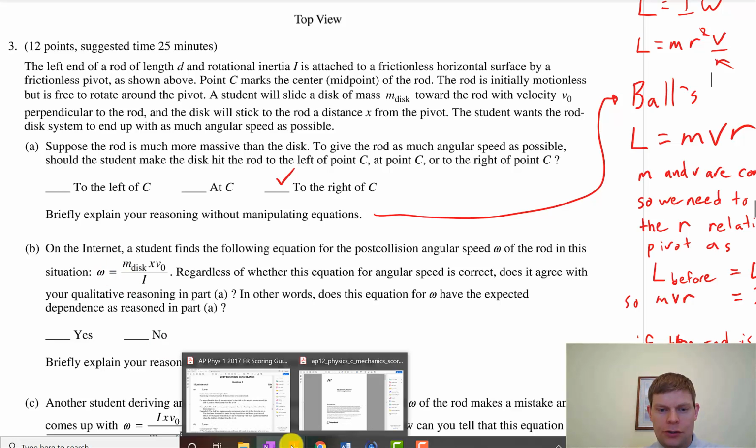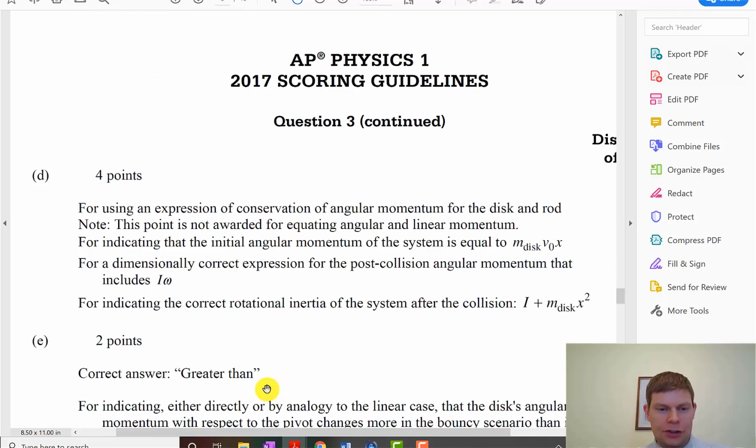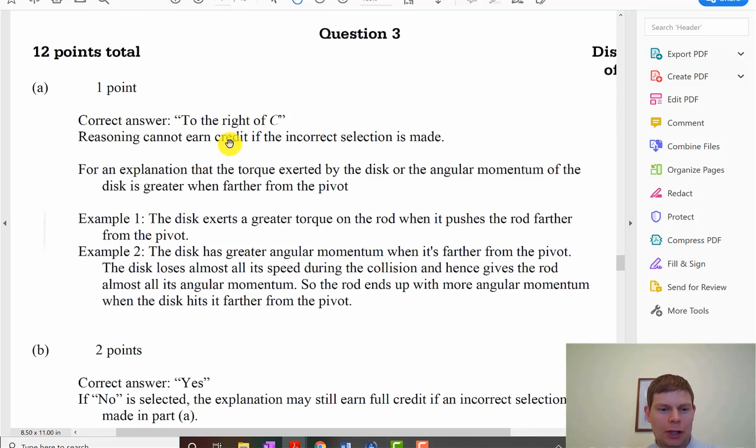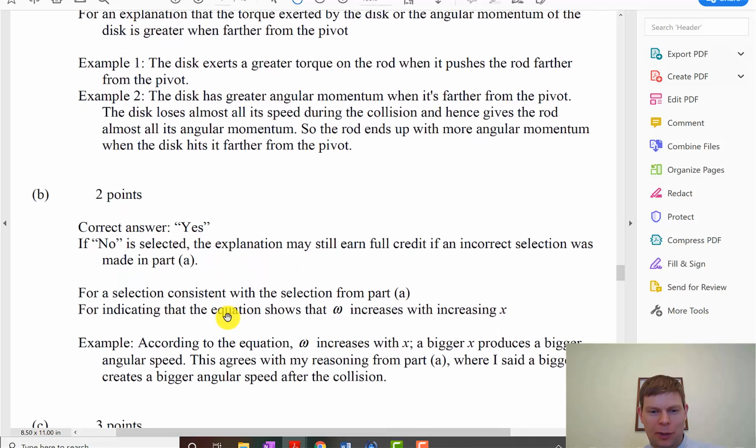If you go and check your official answer, it's, I don't know, overly simple for my liking. But according to this equation, your angular speed increases with X, a bigger X produces a bigger angular speed, and this agrees with my reasoning for part A, where I said a bigger X creates a bigger angular speed after the collision. So yeah, let's just say that it's consistent that way.